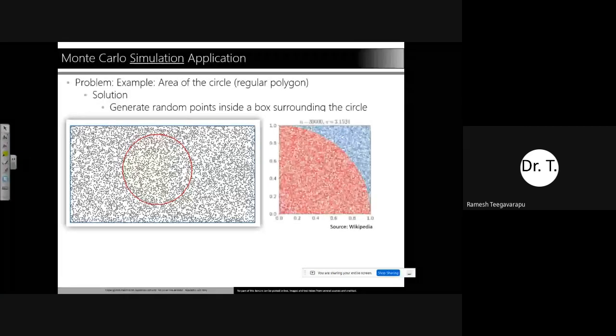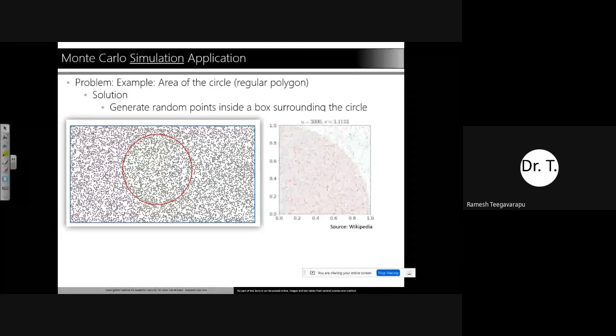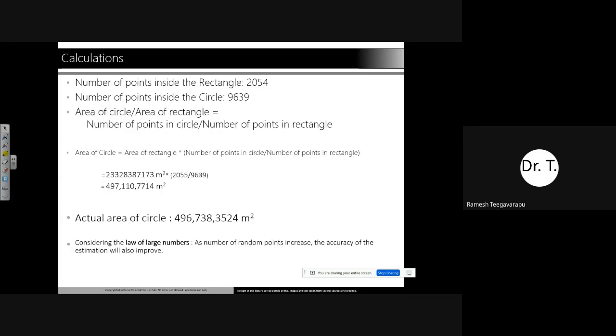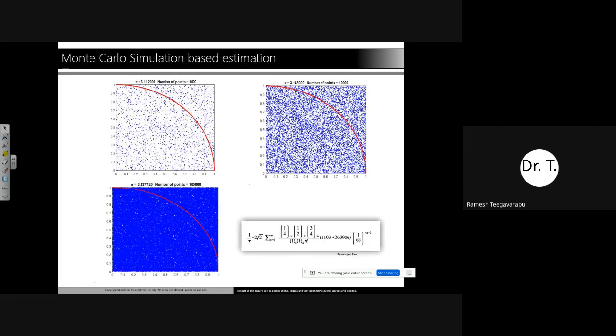An example of Monte Carlo simulation is if you are trying to estimate the value of pi, or the area of a circle for that matter. All you have to do is generate a lot of random numbers, and then count the number of points inside the circle and the total number of random points. If you do the calculations, you can calculate the area of a circle very accurately. That's one application of Monte Carlo simulation.